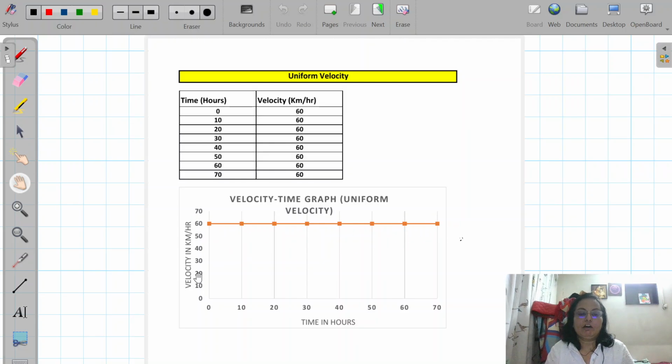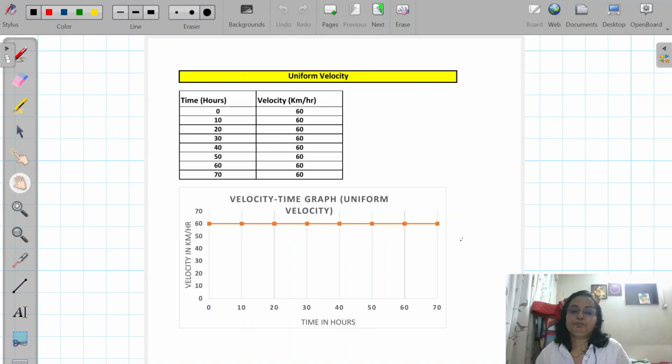So if we draw a graph between velocity and time, where we plot velocity on the y-axis and time on the x-axis, it is moving with a constant speed of 60 km per hour. So the velocity line is parallel to the x-axis.